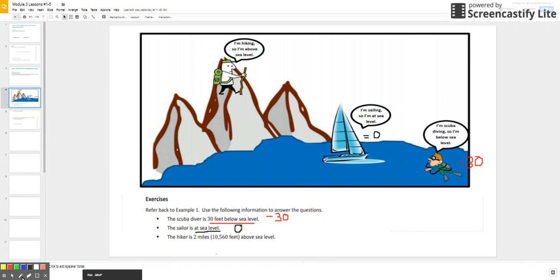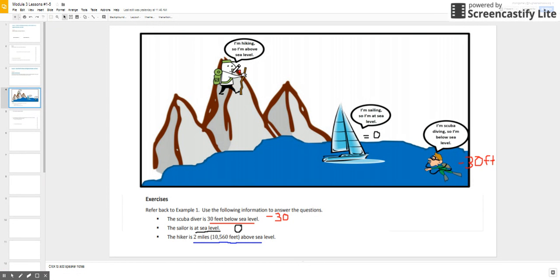So it's the 0. And the last one, we have the hiker is 2 miles or 10,560 feet above sea level. Above sea level means it's going to be a positive number. Remember, we don't have to have the plus sign. And since the scuba diver is negative 30, we actually should probably put feet here. I was talking about feet.